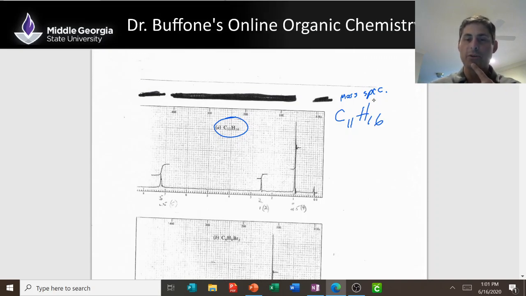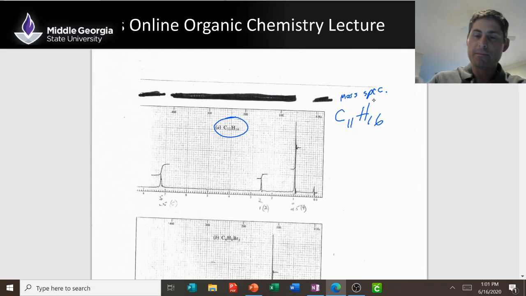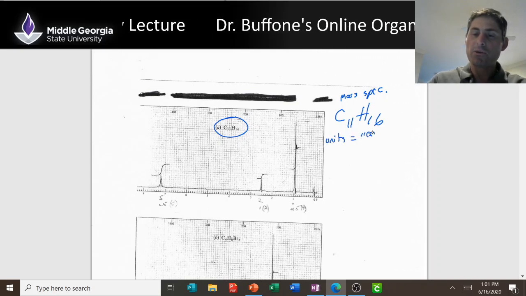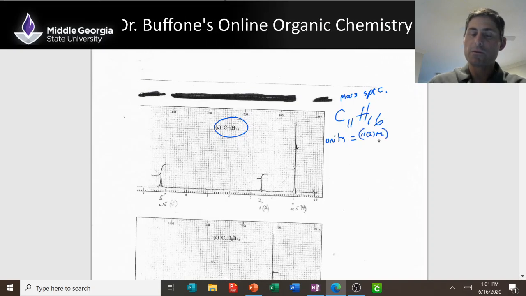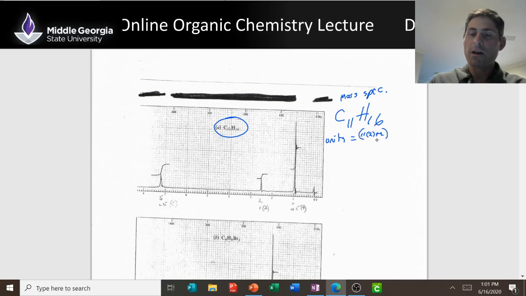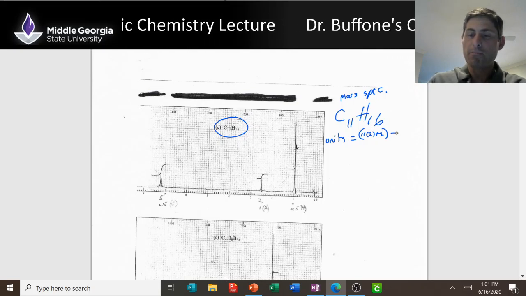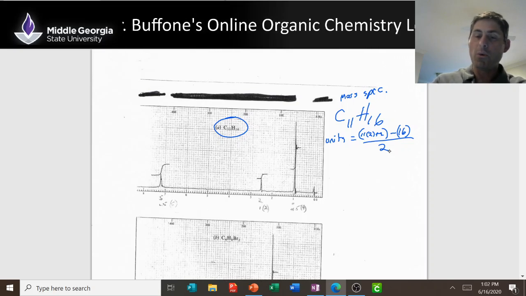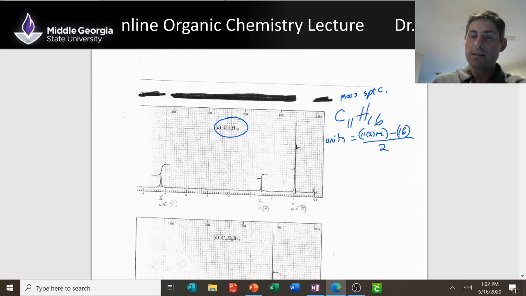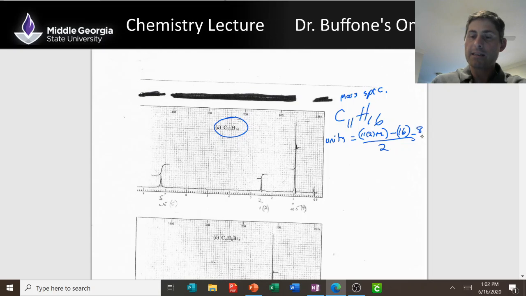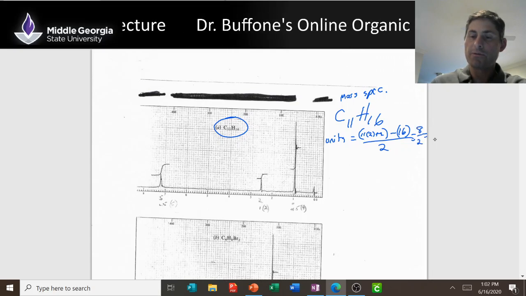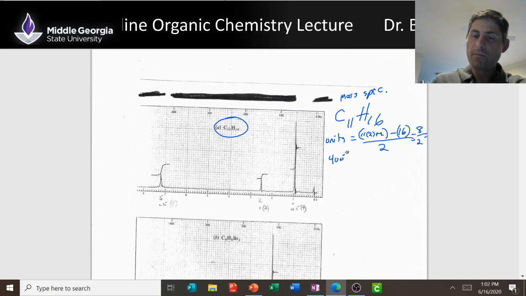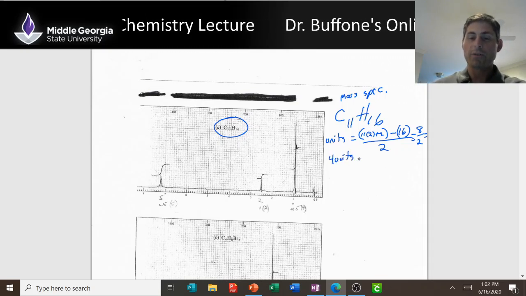So the first thing I would do, units of unsaturation. So units, number of carbons times 2 plus 2, right? So that's 11 times 2 is 22, 23, 24, minus number of hydrogens divided by 2. So we have 24 minus 16 is 8, divided by 2 is 4. Okay, 4 units of unsaturation.